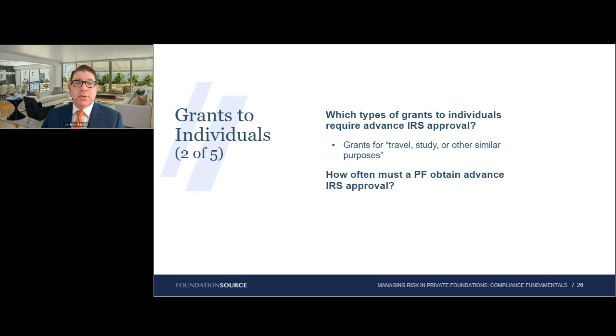So first, any scholarship or fellowship grant to an individual will require advance IRS approval, whether it's made directly to the individual or to an educational institution for the benefit of an individual. Additionally, grants made to individuals to achieve a specific objective, produce a report, or other similar product will also require advance IRS approval. And lastly, grants made to improve or enhance a literary, artistic, musical, scientific, teaching, or other similar capacity, skill, or talent of the grantee will need IRS approval.